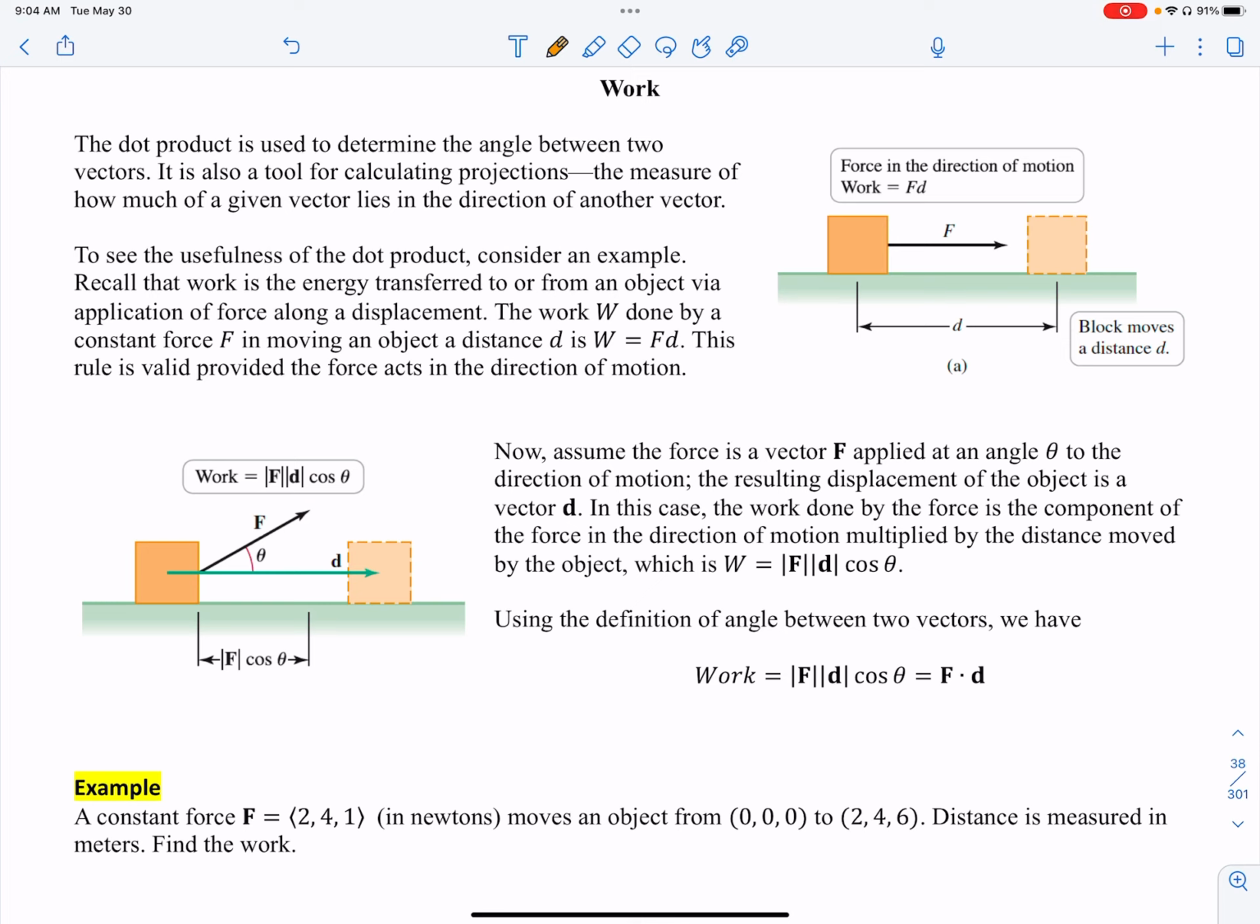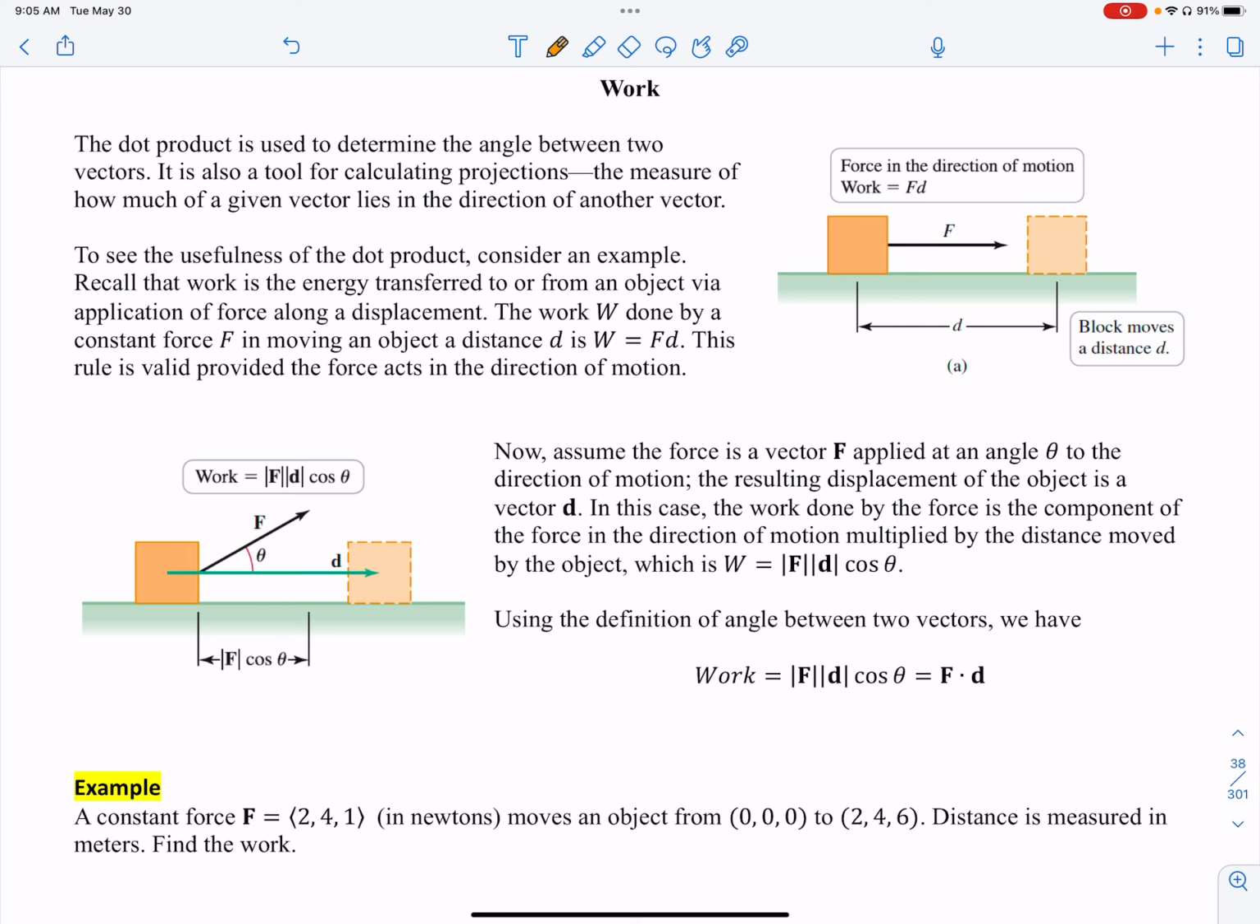So the work W done by a constant force F in moving an object a distance d. This is the formula you maybe have seen before. Work is force times distance. This rule, though, and this is probably the only thing you've seen in your physical science class, is valid only if the force acts in the direction of motion. So in the picture to the right, the force is pushing the block in the same direction as the distance we're talking about. But that's not typically the case when we're talking about forces moving.